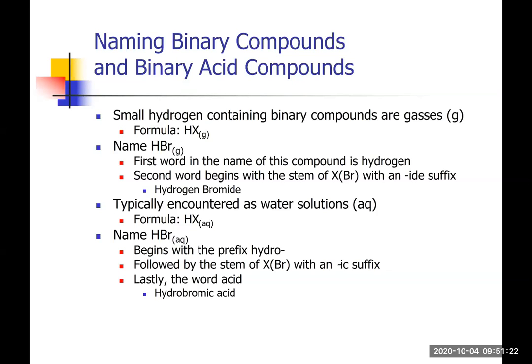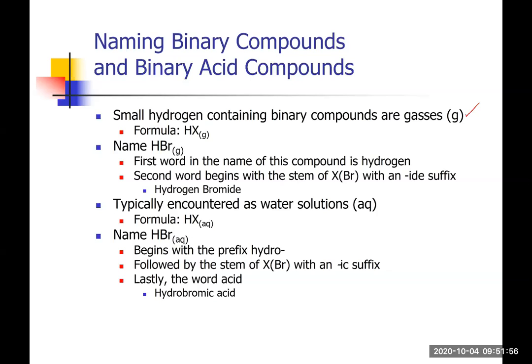So the small hydrogen-containing binary compounds are gases, and we know they're gases because we give them this subscript of a G in parentheses following the chemical formula. The generic chemical formula is HX because they start with a hydrogen and then they have some nonmetal that follows that hydrogen, and that nonmetal is just represented generically by an X. In the case of a real formula that we're going to name, X equals Br, which is bromine.